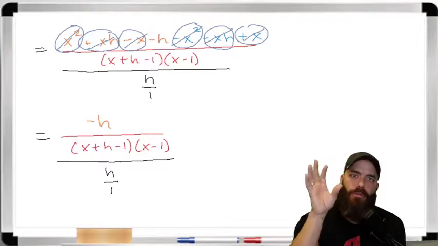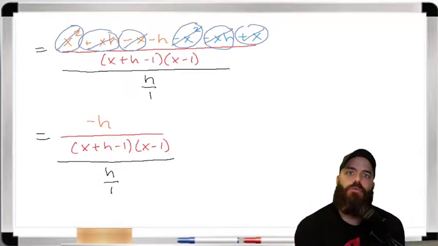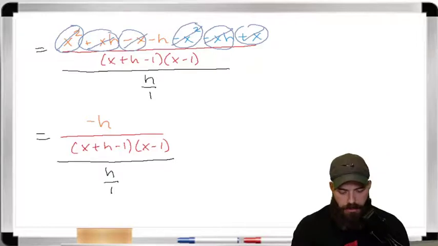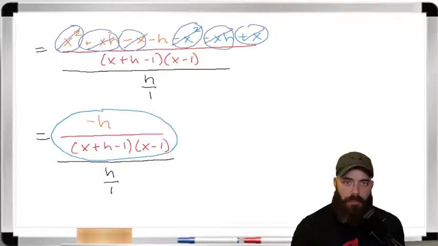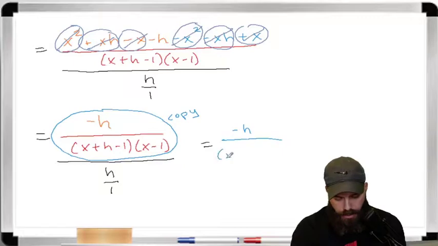Now we want to review dividing fractions, right? When you divide fractions, remember what you do is you take the first fraction and you multiply by the reciprocal of the second fraction. I like to use a phrase called copy, change, flip. So this top fraction right here is what we're going to copy. Let's put an equal sign. We're going to just copy it the way we see it. So negative h over x plus h minus 1 times x minus 1.